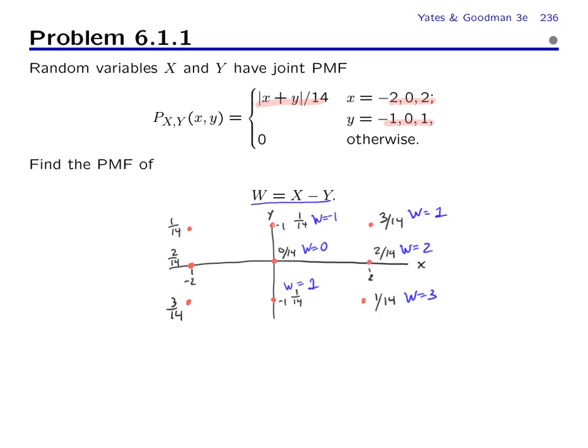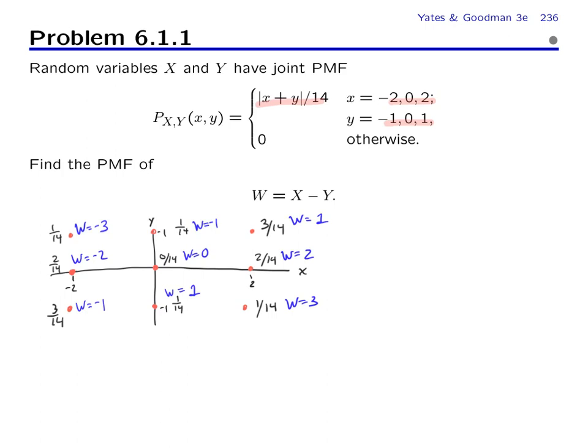And on the far left, we have w is equal to minus 2 minus 1, which is equal to minus 3. Here, w is minus 2. And finally, in the lower left corner, we have x is minus 2, but it's minus negative 1, and we get w is negative 1.